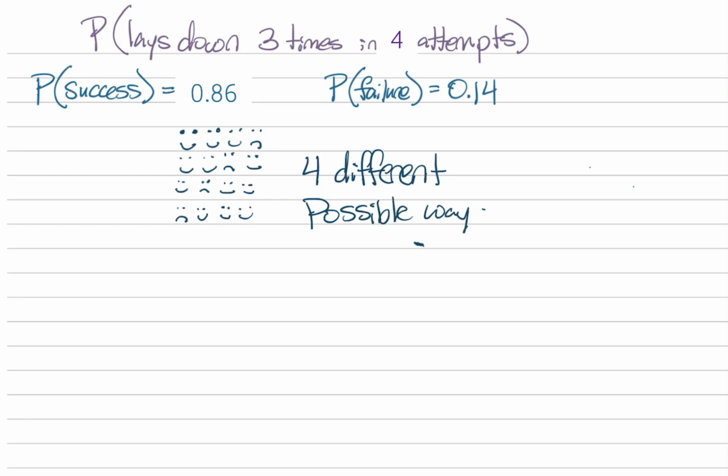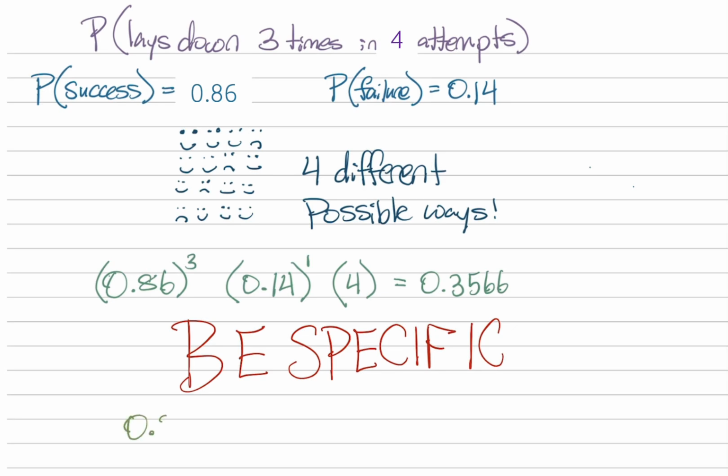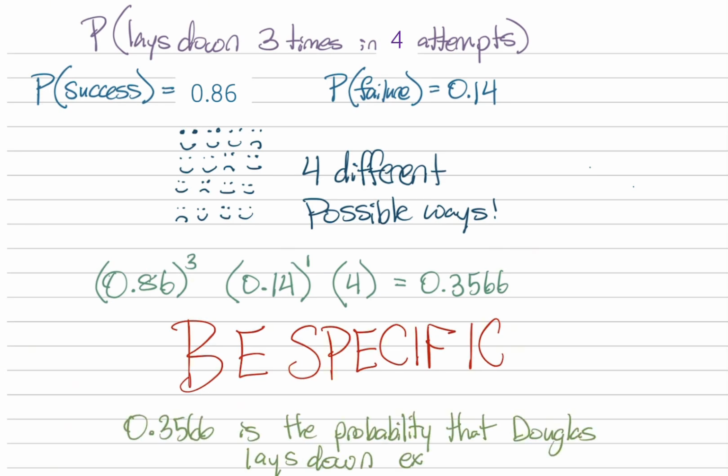Now let's calculate. Our 3 successes will be represented by 0.86 to the power of 3, multiplied by our singular failure, which is going to be 0.14 to the power of 1, or 0.14 is fine, and then we multiply it by the 4 different possible ways, which, when multiplied, we get 0.3566. Don't forget to be specific and include context with your answer.